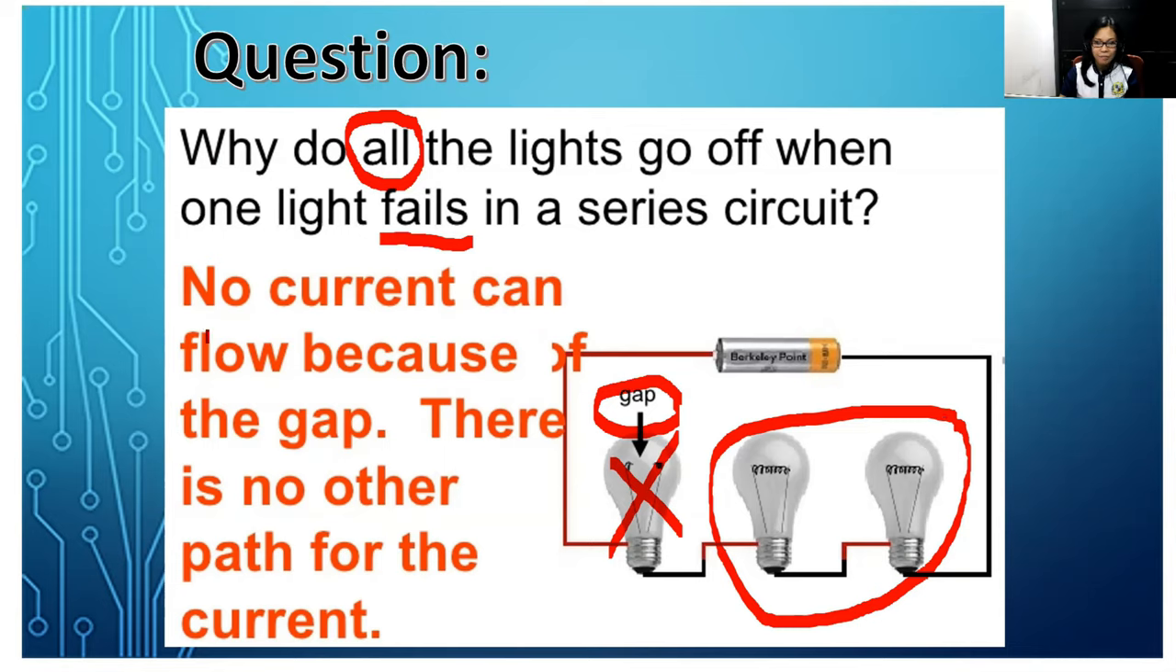The answer is because no current can flow. Why can no current flow? Because of the gap. There is no other path for the current to flow. There is only one way because this is a series circuit. So if there is a broken component, the electrons stop and do not flow completely. This is in a series circuit.